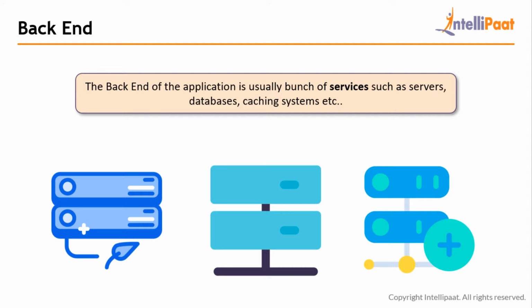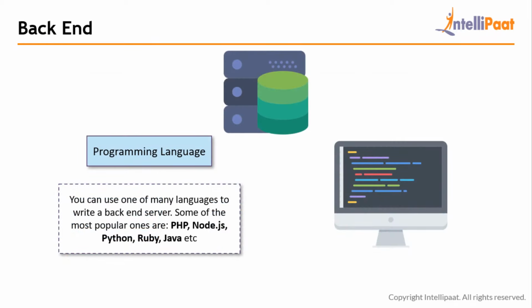So the backend of the application is basically just a bunch of services that are running on servers, that are databases and caching systems working together so that your user requests some data and these services provide them with the data. So the first thing that you need to know is a programming language. These backend servers are programmed to respond to the URL requests.